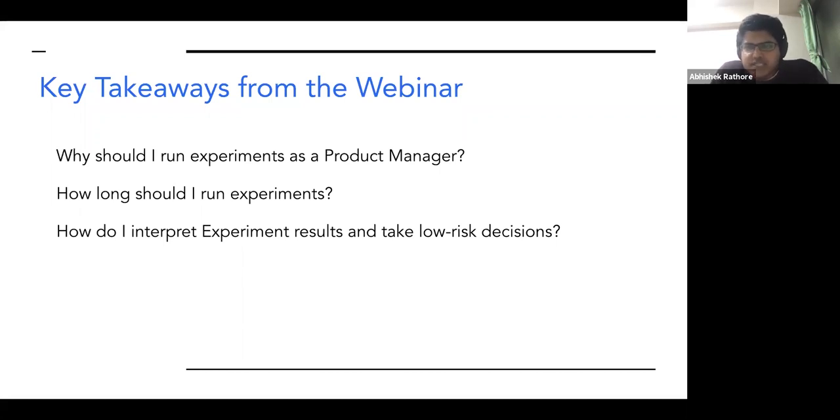Why not just launch features? So the key takeaway for you would be, why should I as a PM run experiments? And how long should I run experiments for? One of the biggest costs of running experiments is the time it takes to reach a scientifically valid conclusion. So I will lay stress and help you understand how long you should run experiments to reach a valid conclusion. And then once you have some numbers and metrics, how should you interpret those results and take low risk decisions?